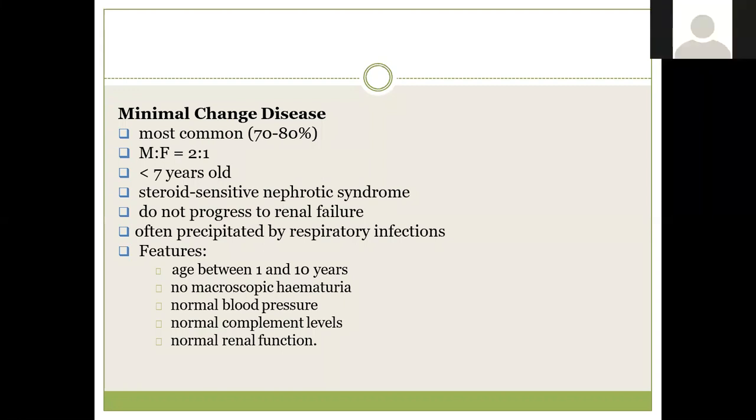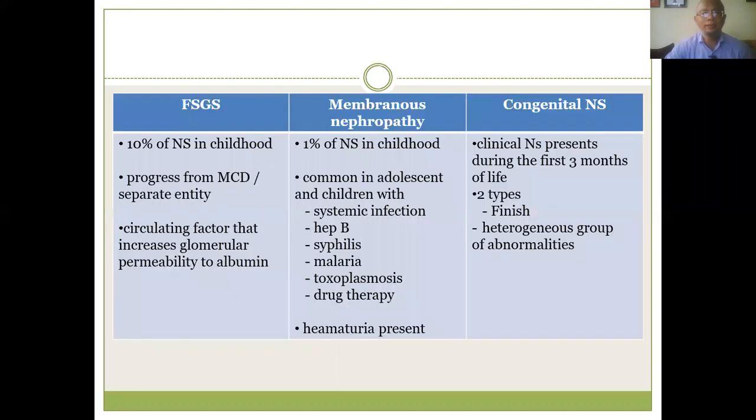You have to look for whether it is steroid-sensitive nephrotic syndrome, which usually does not progress to renal failure, often precipitated by respiratory infections. So precipitating infection is also an important cause. And other features: age between 1 to 10 years, no macroscopic hematuria, normal blood pressure, normal complement levels and normal renal function. So these findings you can get in minimal change disease.